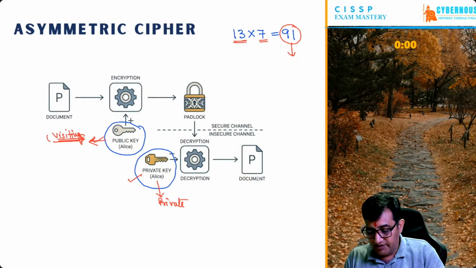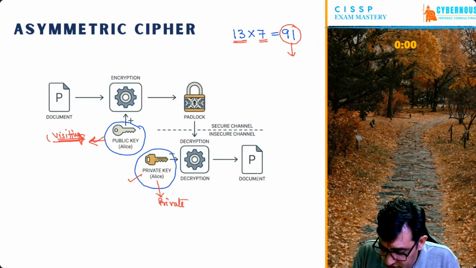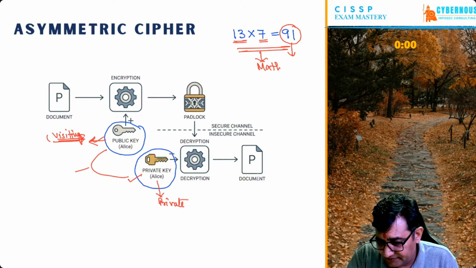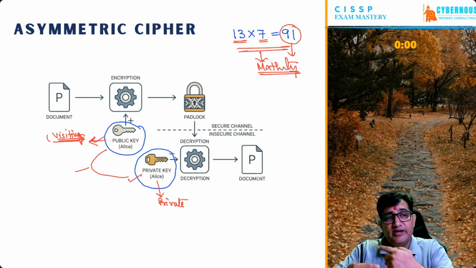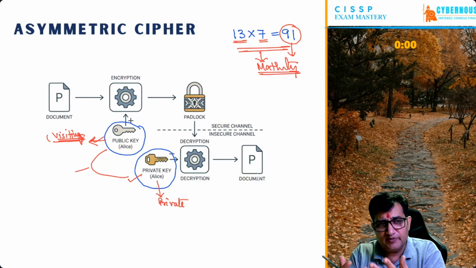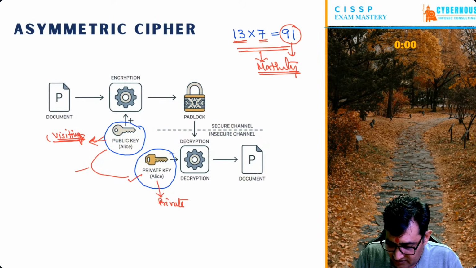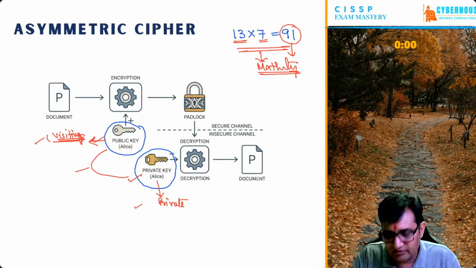Now, what will happen? These two keys, as we have seen in this example, don't you think they are mathematically related? Right? That is why we say that asymmetric cryptography is based on a principle called factorization of big prime numbers. And that is exactly what is happening in this particular case.